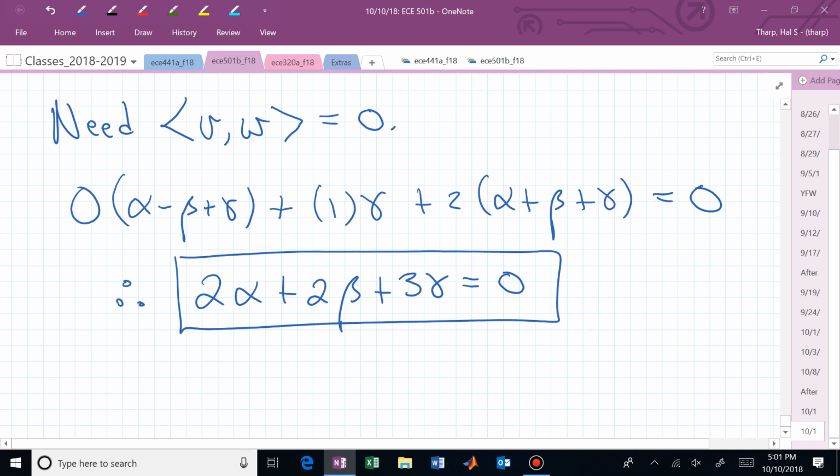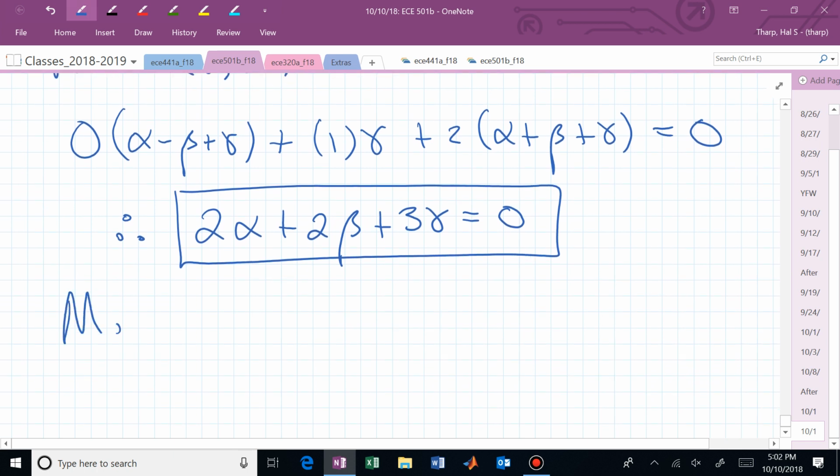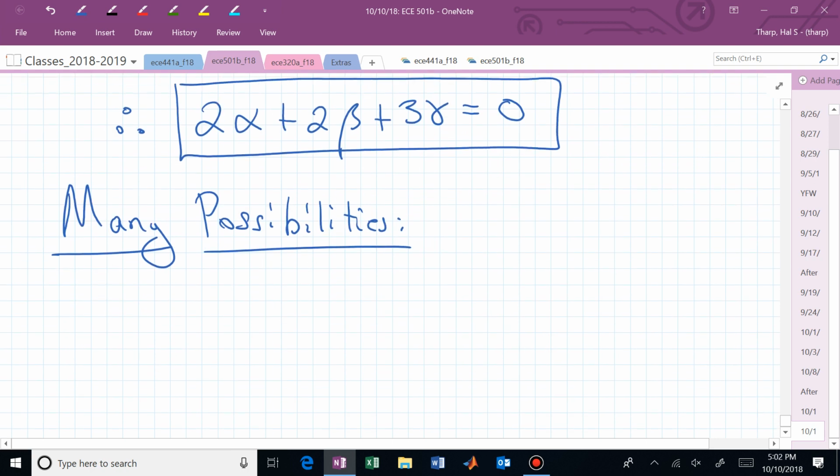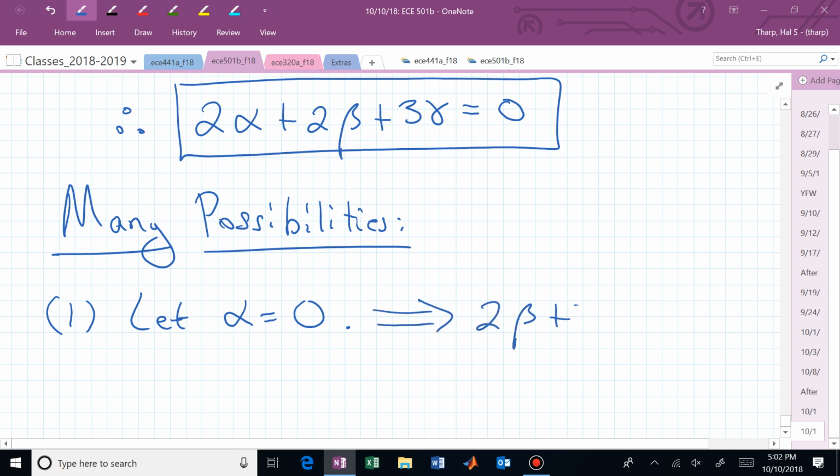And there's 30 different solutions, right, to this on an exam. Hopefully I wouldn't formulate, well, who knows how I would formulate it, but there's many possibilities for finding vectors W that are orthogonal to V. For example, suppose I let alpha be 0. That's allowed. Alpha just needs to be a real scalar. Then that says that I need 2 beta plus 3 gamma to equal 0.